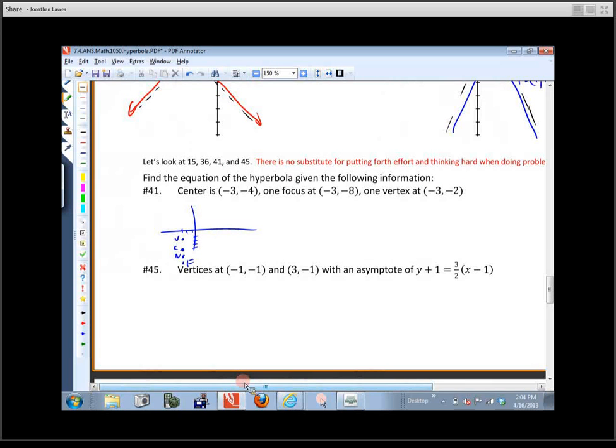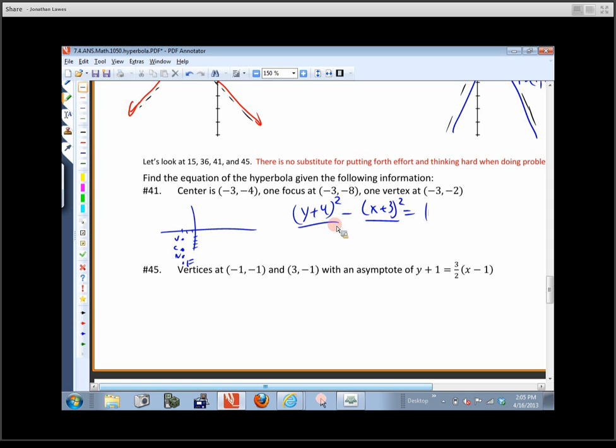If that's all we could do is label that information on a little sketch, we ought to be able to come up with most of the equation, because this is h and k right here. My question for you is, which one's going to be positive and which one's going to be negative? Y is going to be positive. So this is going to be (y + 4) squared, (x + 3) squared equals 1.